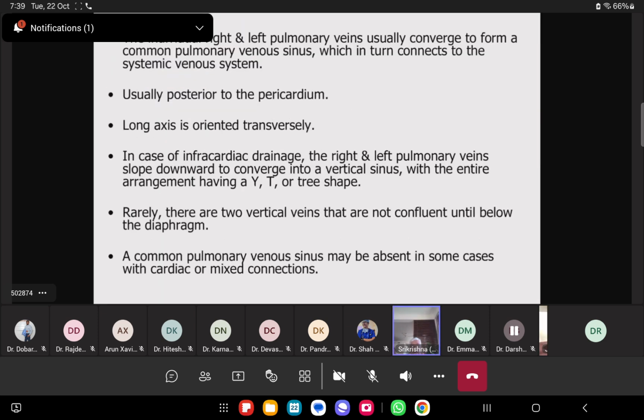The individual right and left pulmonary veins usually converge to form a common pulmonary venous sinus, which in turn connects to the systemic venous system, usually posterior to the pericardium. Its long axis is oriented transversely.